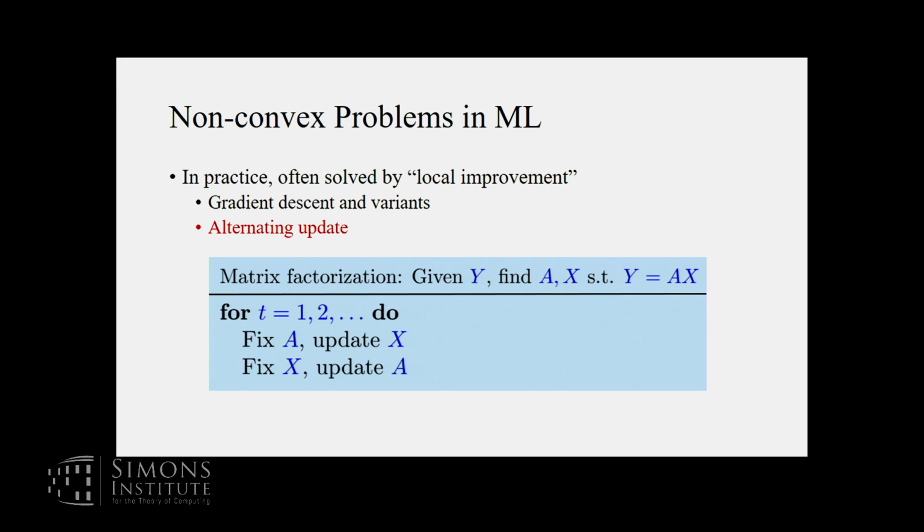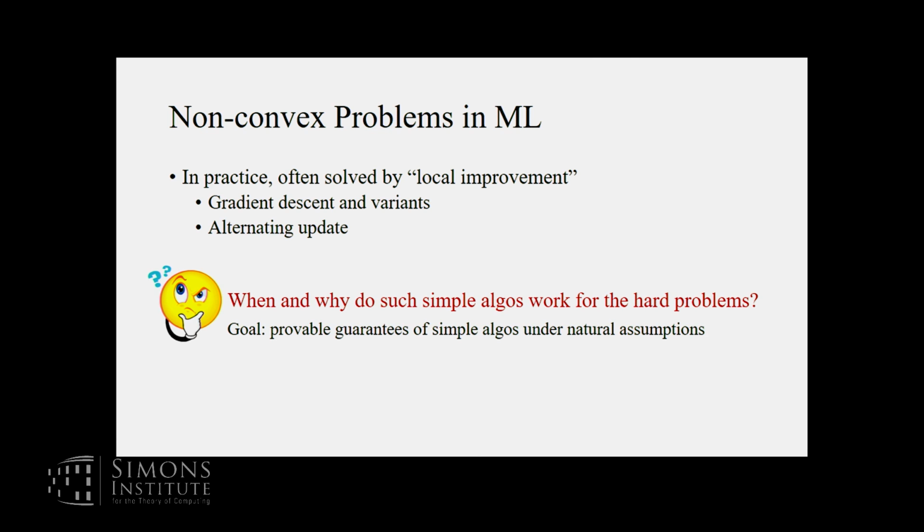It turns out that these two very simple methods or heuristics work really well for a wide family of problems, including those I listed on the first line. But generally, there's no theoretical guarantee. So the interesting questions are when and why do such algorithms actually work for the hard problems. The goal here is, first, to make some natural and clean assumptions about the practical instances, and then we show that these simple methods can actually recover what we want.